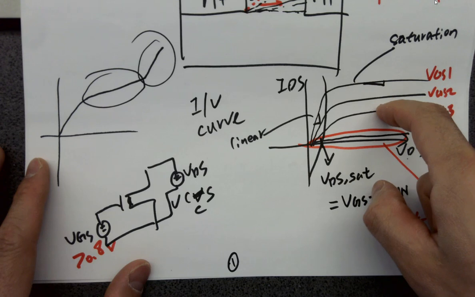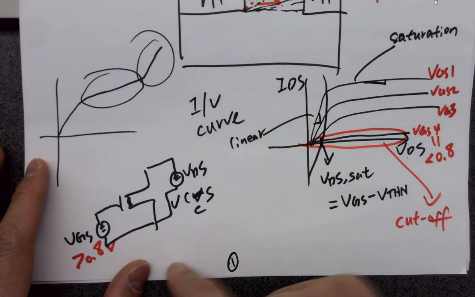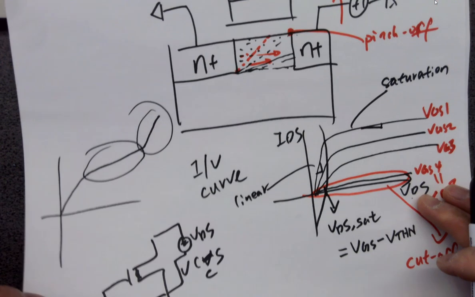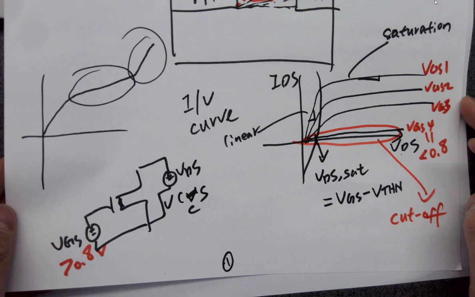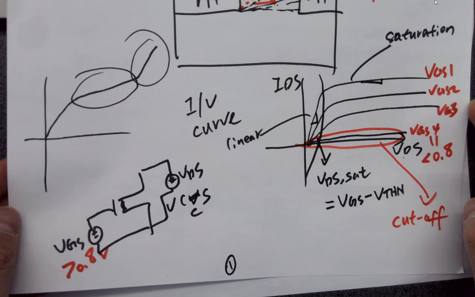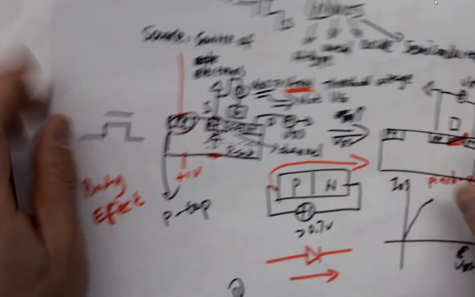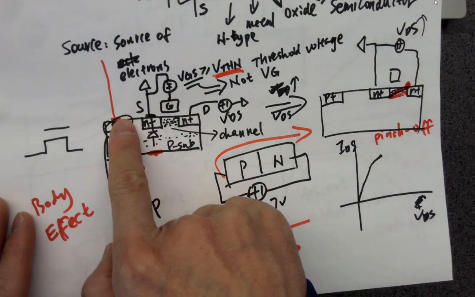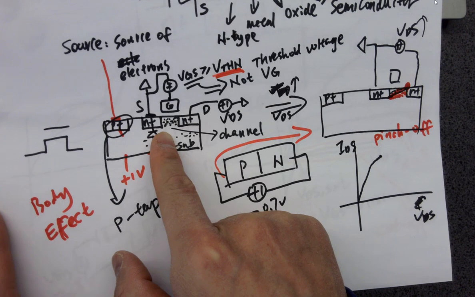You need to know this IV curve, and you need to know another IV curve. I'm going to show you really quick. Any questions on this for now? You need to know these things. First, body effect. It will be on the quizzes. I'm going to ask you, what is body effect?